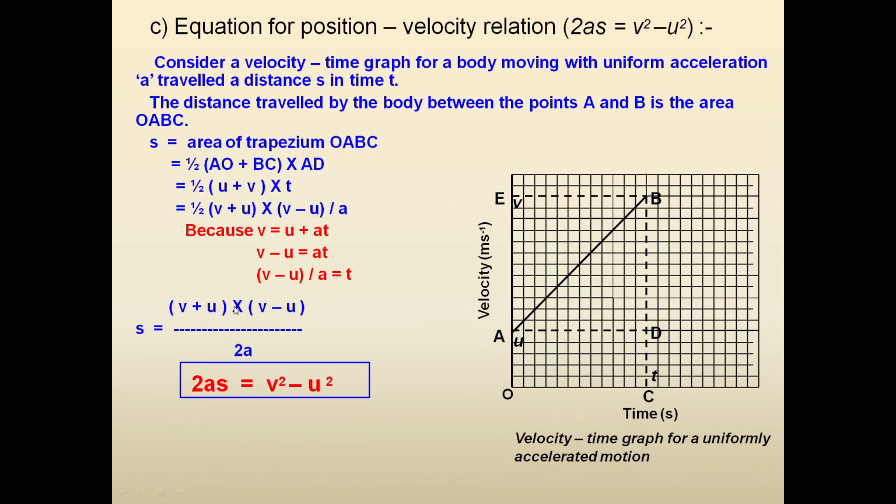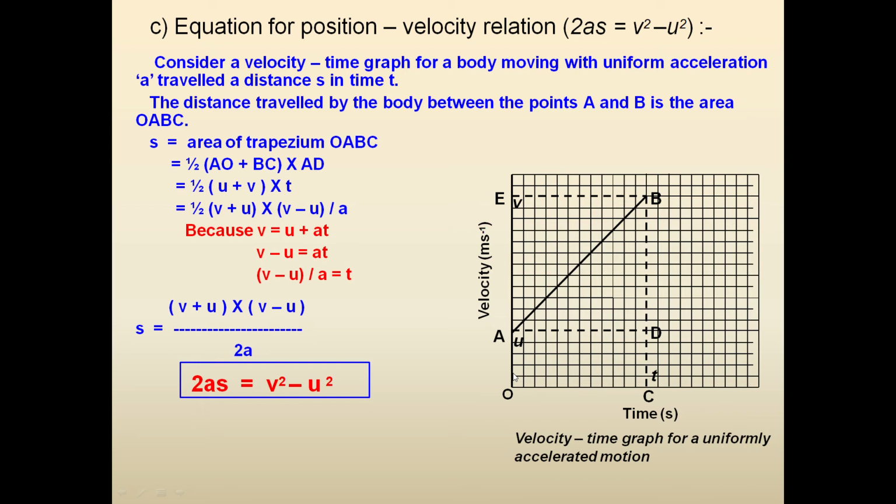Third equation, again we have the same graph, velocity time graph. AB is the graph line and we are to calculate the distance traveled. And distance traveled is given by the area of the trapezium. The trapezium is OABC. That's the trapezium. It's a four-sided, closed figure. So if we find the area of the trapezium, we are able to find the distance traveled.